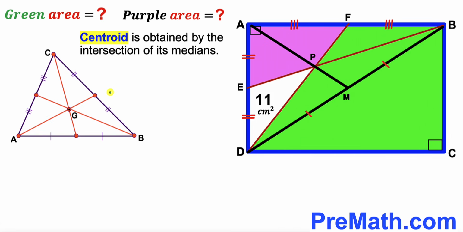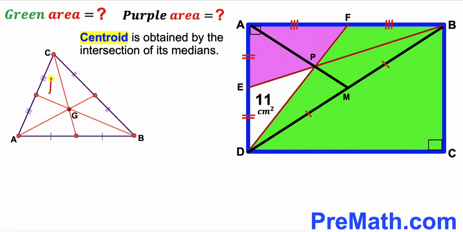Now let's focus on this triangle ABC, such that these points are the midpoints, and all three medians intersect each other at this common point G. This point G is called the centroid, obtained by intersecting the medians. As a result, we end up with these six triangles. Furthermore, the area of all these triangles is going to be identical.